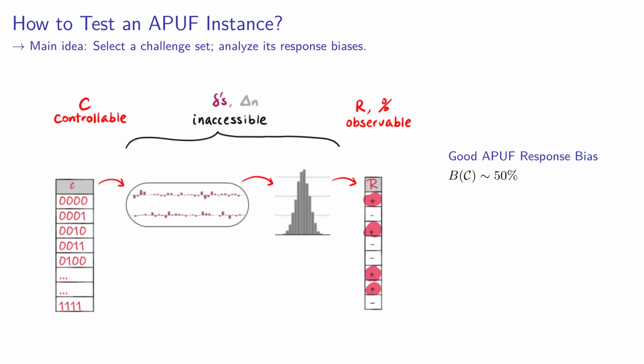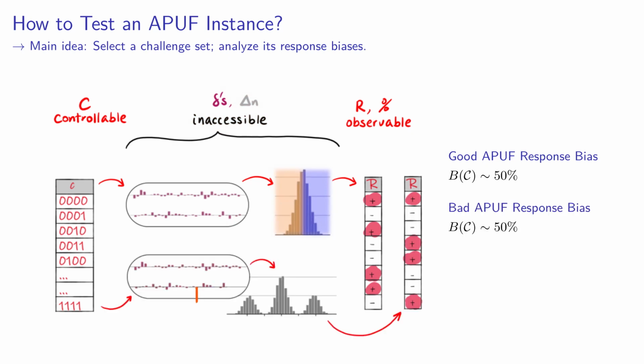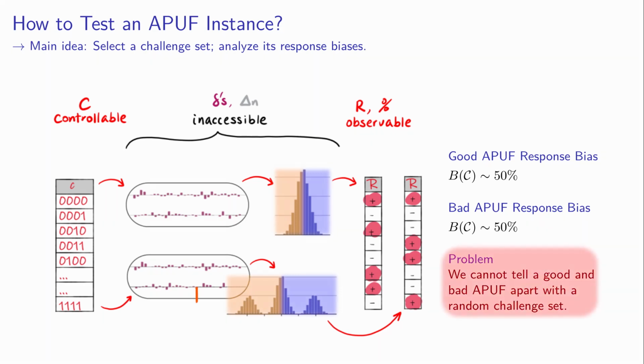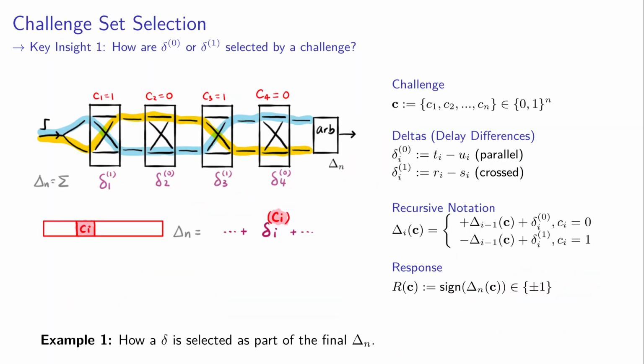Challenges are controllable, responses are observable, but the individual delta delay elements and accumulated delta in delay differences are invisible in a real physical APUF. A good APUF has a response bias of 50%, but as we've shown before, most bad APUFs also have a response bias of 50%. This presents a problem. We cannot tell a good and bad APUF apart with a random challenge set. In order to determine the best challenge set to test for bad APUFs, we need to delve deeper into how a challenge selects each delta and its sign.